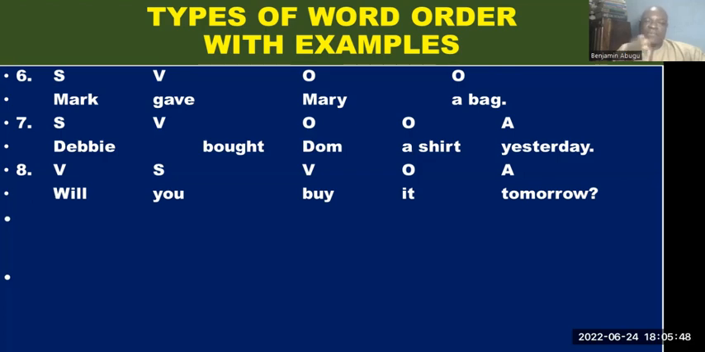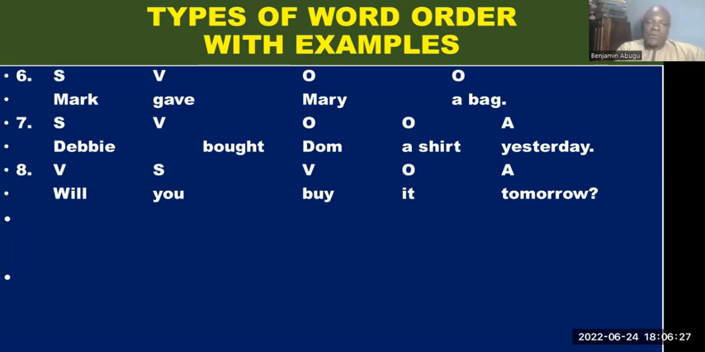We have SVOOA. Debbie stands for subject here, and bought stands for verb. Dom is the indirect object. Shirt is the direct object, and then yesterday is the adjunct. Debbie bought Dom a shirt yesterday. All right. So when you look at it, you see that that's another type of word order. It has the structure SVOOA.